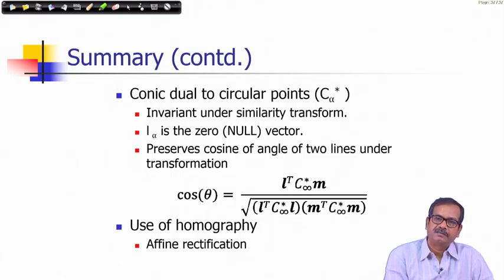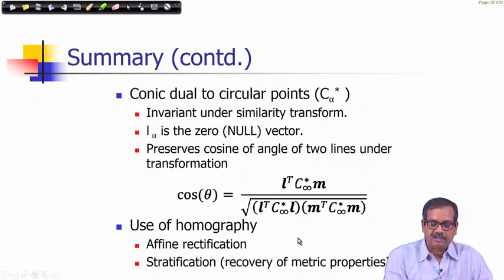Some examples are given here, like using homography for rectifying images. There are two types of rectification we discussed. One is affine rectification, the other is stratification, which helps you recover the metric properties, particularly the proportionate distances that you can recover by performing those corrections.